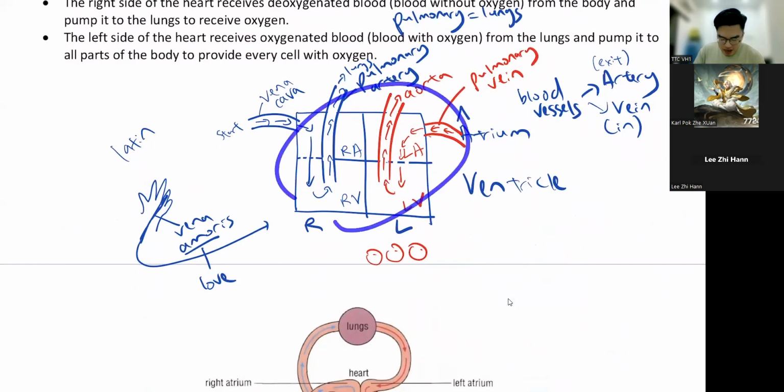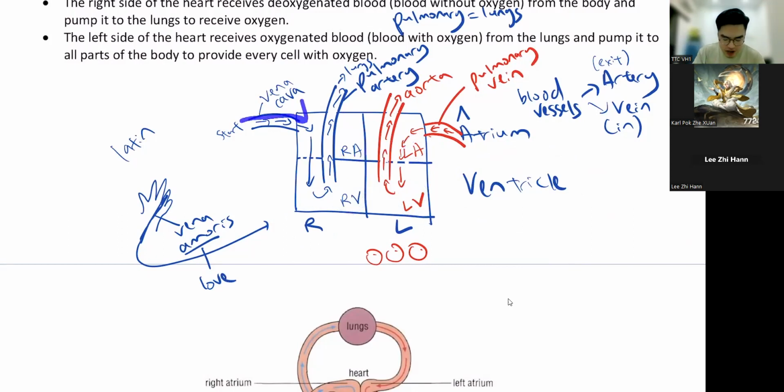We did this. Your upper rooms are called atrium. Remember the arrow pointing up, and the lower rooms are called ventricle, the arrow pointing down. And you have your right side and your left side, and they are in reverse. This diagram is a mirrored diagram. All right, so you have your right atrium, right ventricle, left atrium, and left ventricle. And then you have your four pipes. You have one pipe for each room.